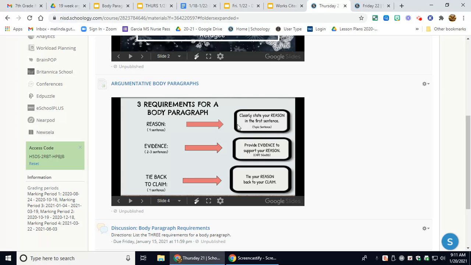You must start with a topic sentence, which is your reason. You've already established your reasons in your thesis that you included in your introduction, and it's also on your Foursquare. So this would be the first reason, which would be our topic sentence. Then you're going to give us evidence. It should be 2 to 3 sentences. And then you're going to tie it back to your claim. So you'll mention your claim again.